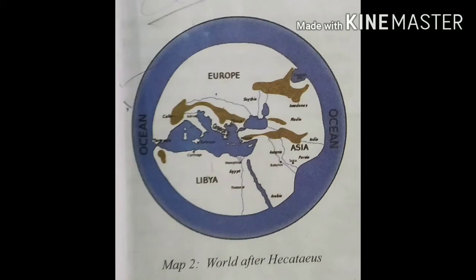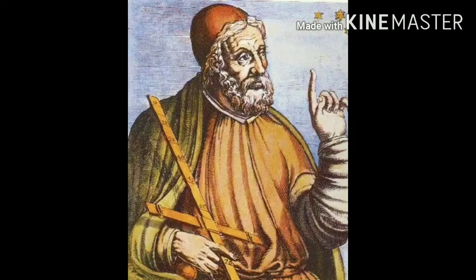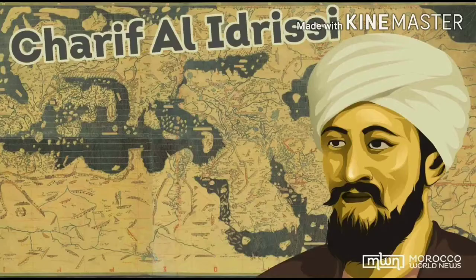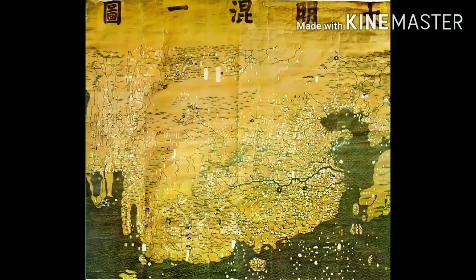They also showed their countries in the middle. Another important geographer, Ptolemy, was one of the most famous geographers who prepared maps with the help of latitudes and longitudes. Another famous Arab map maker was Al Idrisi, who prepared a map for his king in 1154. And the Chinese map maker Du Ming Hutu painted a 17 square meter map on silk cloth. He was the emperor of China.